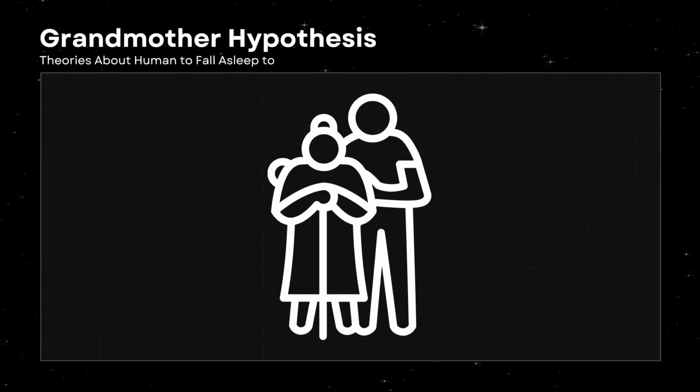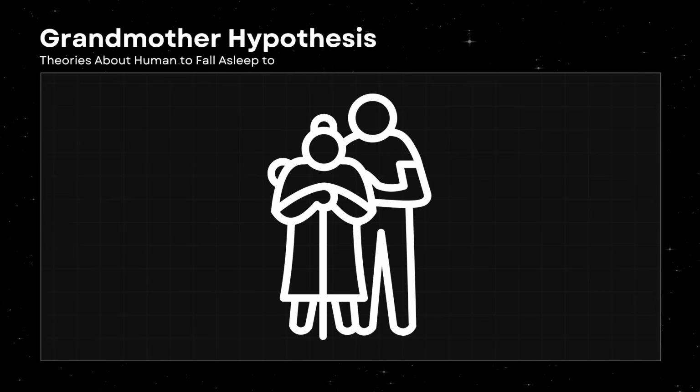The grandmother hypothesis says that human women live long past their childbearing years because they help raise their grandchildren. This help increases the chances that those grandchildren survive. Over time, these supportive grandmothers made a real difference in the success of the group. Their presence gave families an edge, allowing more children to grow up and have families of their own. This theory offers a clear reason why human females have a long post-menopausal life, which is rare in the animal world.